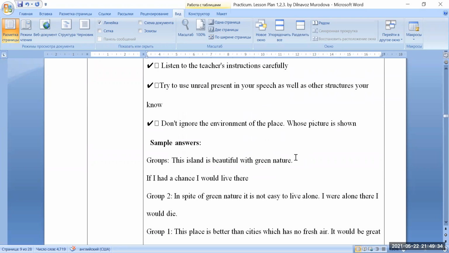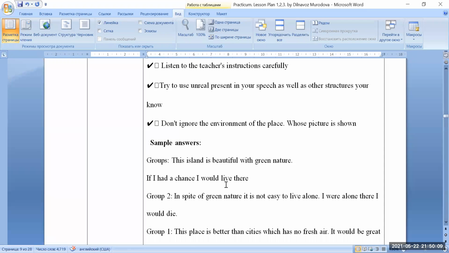Maybe I want to show you a simple answer. For example, this island is beautiful with green nature. It is a positive side. If I had a chance, I would live there. You are using second conditionals in your speech, but you may enrich your speech with other sentences, with other ideas also. And the next person may say, in spite of green nature, it's not easy to live alone. If I were alone there, I would die. It is a negative side, yeah? And one student should speak.